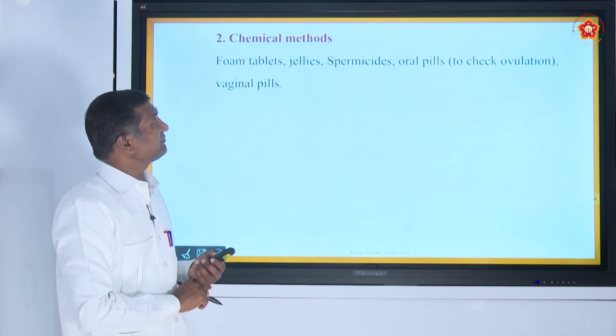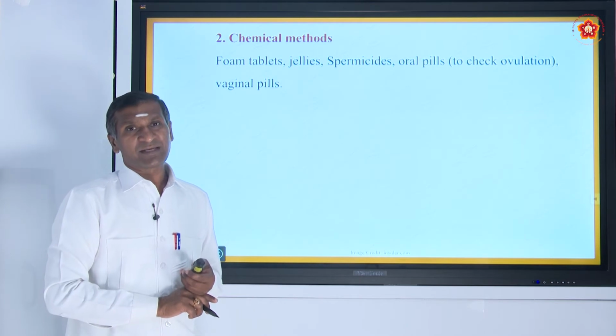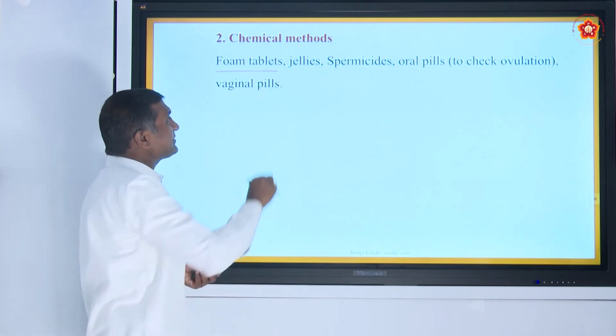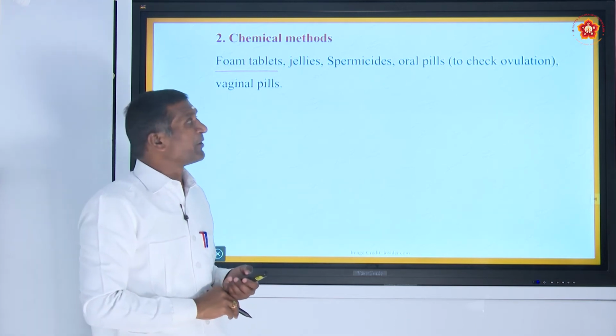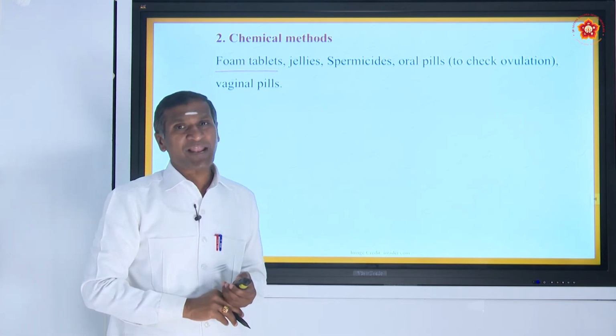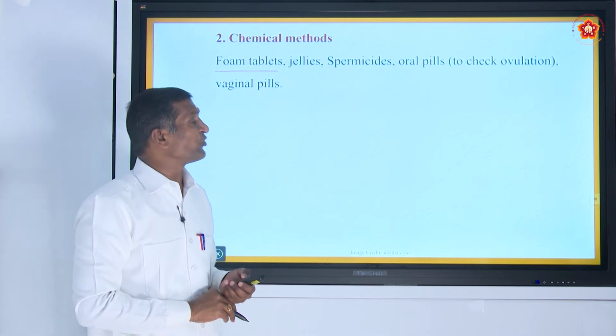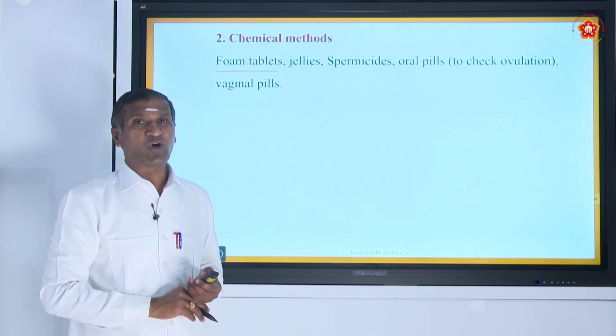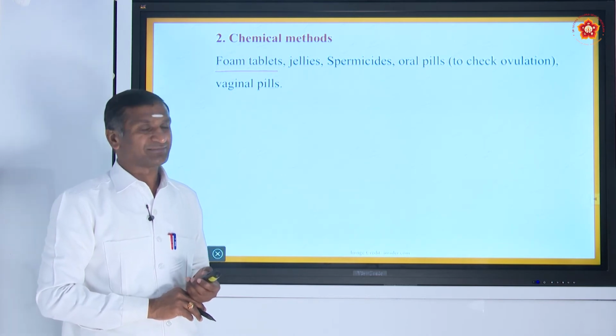The next one, chemical methods, using chemicals in the form of foam tablets, jellies, spermicides, oral pills to check the ovulation and vaginal pills which avoid pregnancy in women.